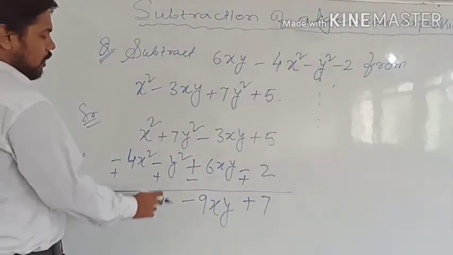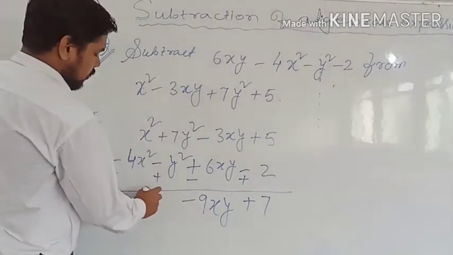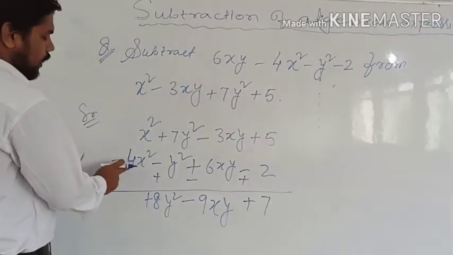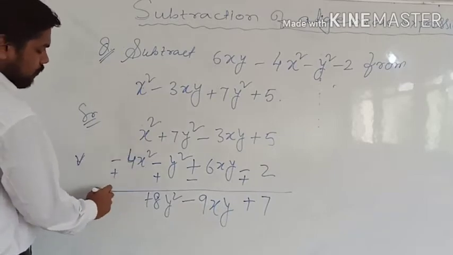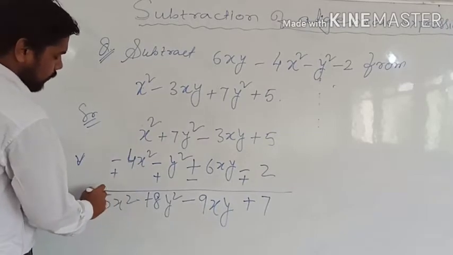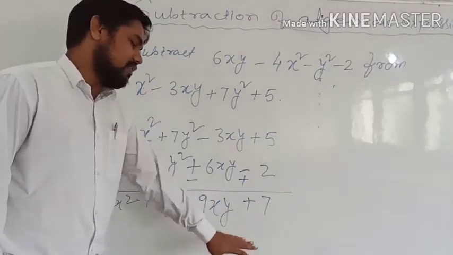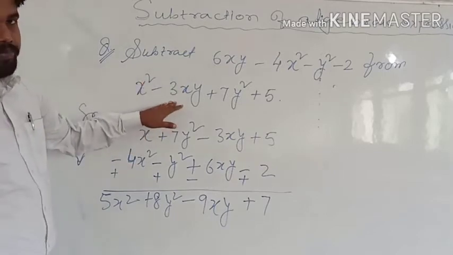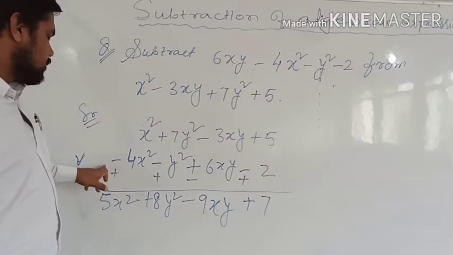And now here this is also in plus and this is also in plus, so 8y square. And this is also in plus and this is also in plus, so it will also be added. So 5x square. So 5x square plus 8y square minus 9xy plus 7 will be the required difference of these two expressions. So it is a very easy thing to keep in mind that we will change the sign of all these terms.